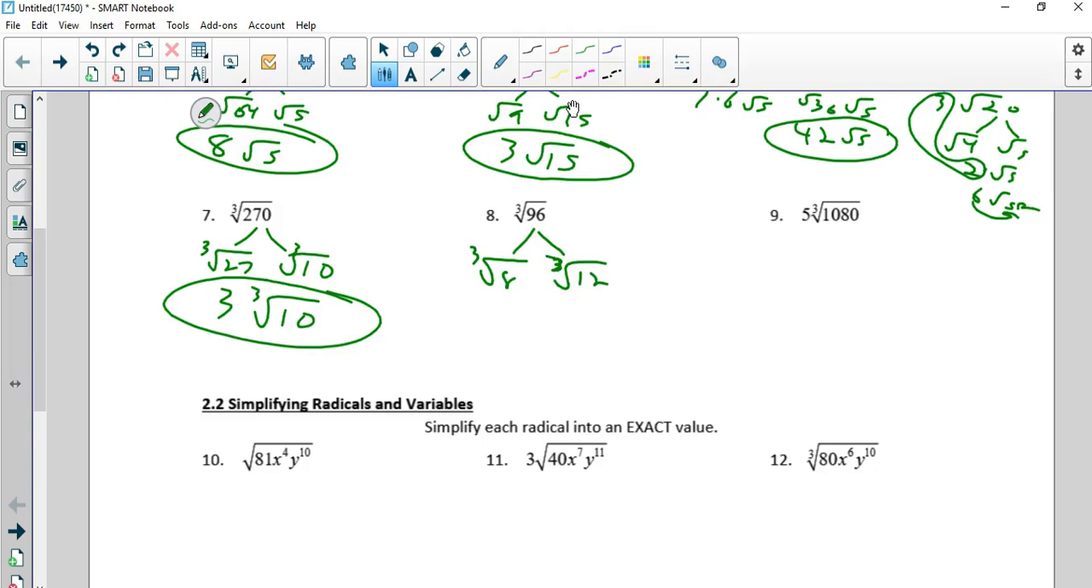So the cube root of 8 is 2 times the cube root of 12. And don't get tempted to say, well, there's a 4 inside there, because that doesn't help us, because we're doing cube roots.